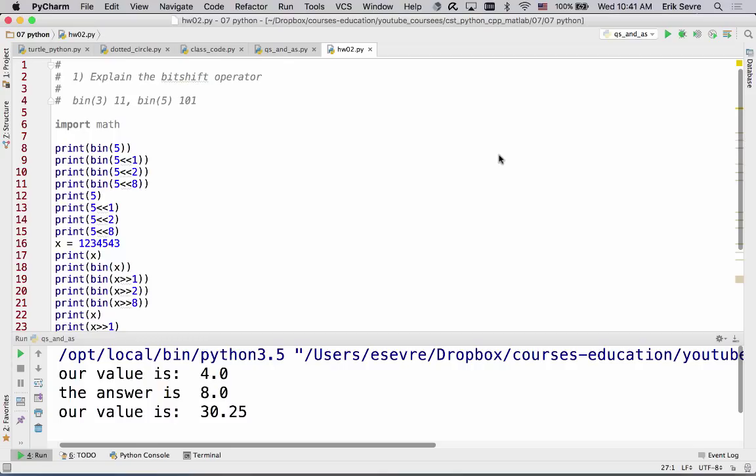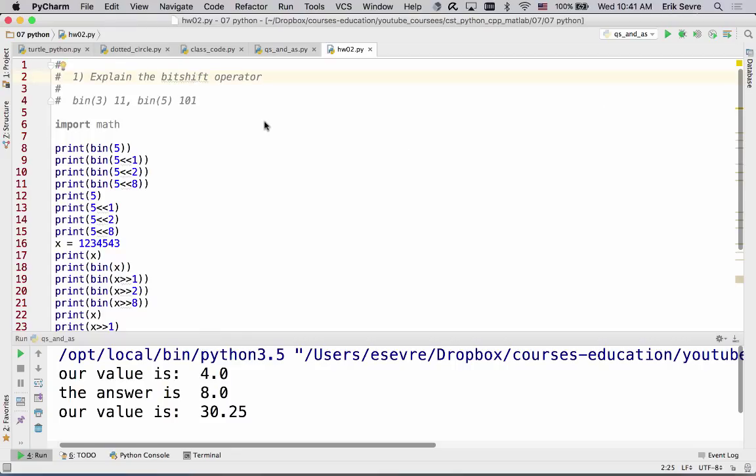Today, what I want to do is take a look at the solutions to my students' homework. So this is going to be basically a video solution to the homework. Instead of putting a printed solution online, I'm going to make a video of me solving the homework. So the first homework problem is we want to explain the bit shift operator.